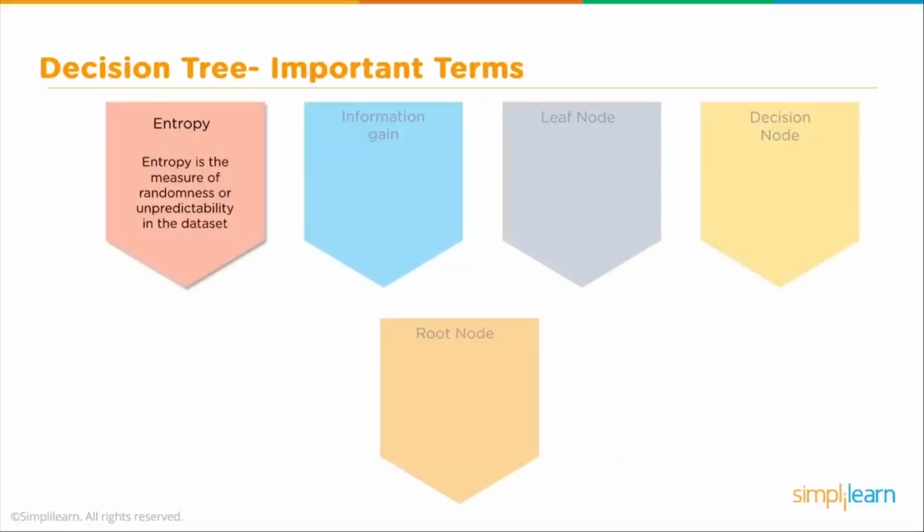These are very important terms to know because they are central to understanding the decision tree and working with them. The first is entropy. Everything on the decision tree and how it makes a decision is based on entropy. Entropy is a measure of randomness or unpredictability in the data set. Then they also have information gain, the leaf node, the decision node, and the root node. We'll cover these other 4 terms as we go down the tree, but let's start with entropy.